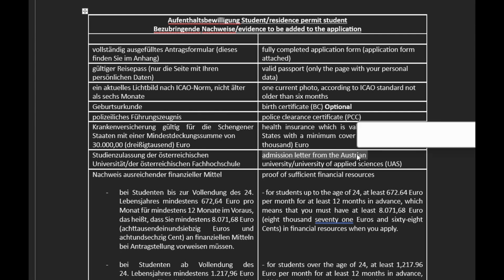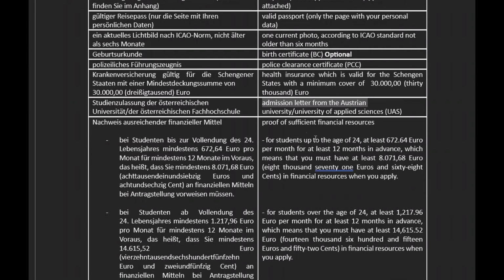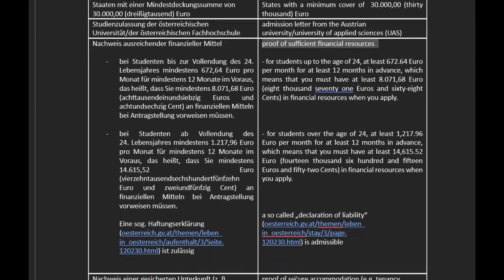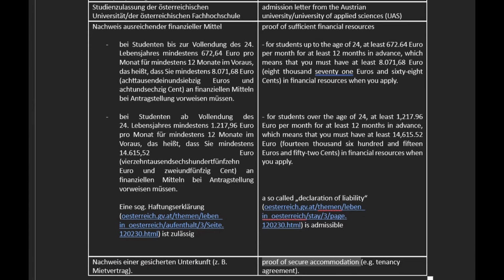You also have to show proof of sufficient financial resources. This could be your bank account, this could be your sponsor's bank account. And if you have a sponsor's bank account, you need to show a declaration of liability. You also need a proof of secure accommodation. And I've made a video on how to find accommodation as well.